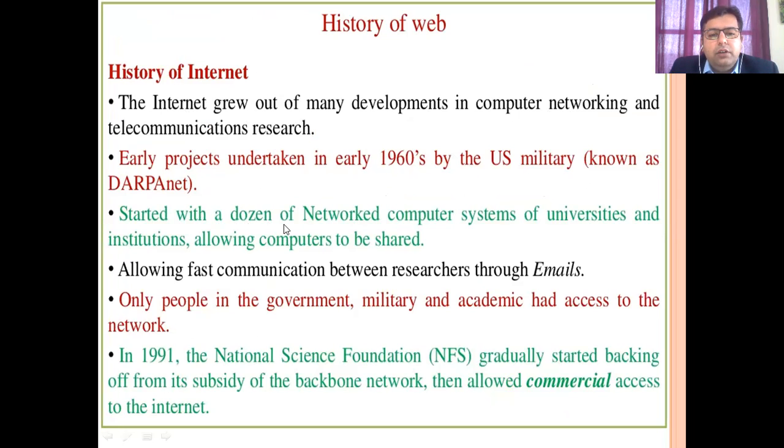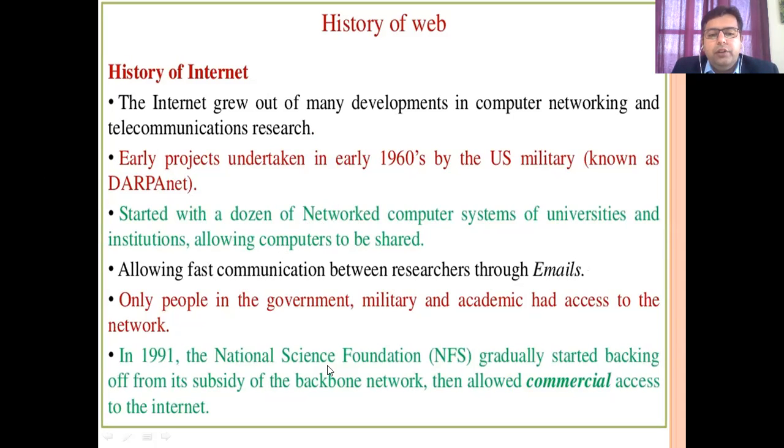It started with a dozen networked computer systems of universities and institutions, allowing computers to be shared. Basically, it was introduced in 1960 by the US military and given the name DARPANET, where a number of systems of universities and institutions were connected together in a network, allowing fast communication between researchers through emails. Then email was introduced for communication purposes. Only people in the government, military, and academia had access to this particular network, which was introduced in 1960.